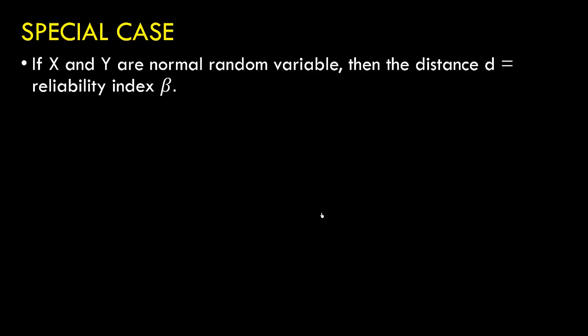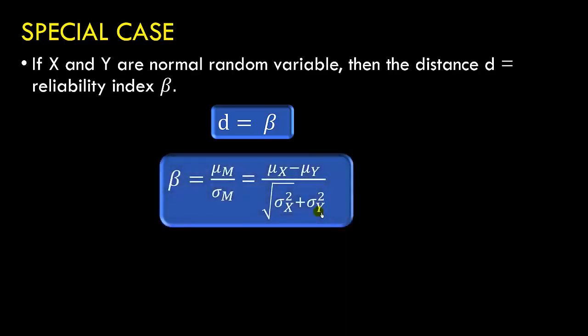For example, if my x and y are normal random variables and they are independent, then this distance D is equal to the reliability index beta. So distance D is equal to beta. And if you remember, we can calculate reliability index beta using this formula, that is mean of safety margin M divided by standard deviation of safety margin M. So we can write safety margin M is equal to capacity X minus demand Y.